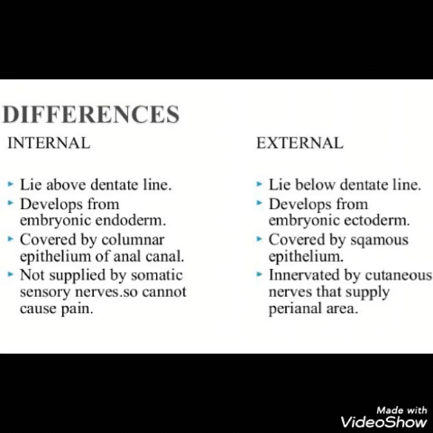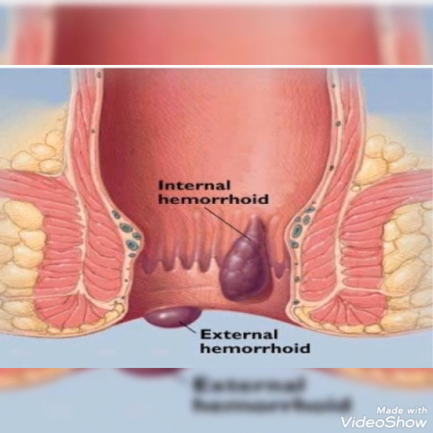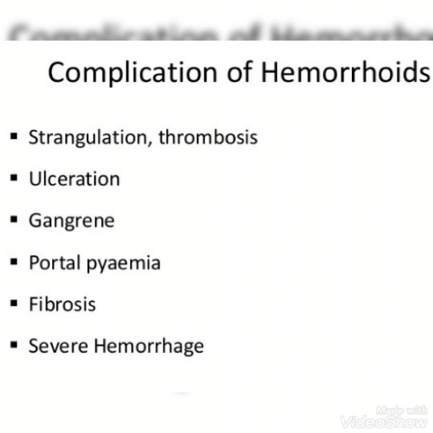Focus on the differences between internal and external hemorrhoids. Internal hemorrhoids lie above the dentate line. They develop from embryonic endoderm and are covered by columnar epithelium of the anal canal, and they are not supplied by somatic sensory nerves, so cannot cause pain. Whereas external hemorrhoids lie below the dentate line, develop from embryonic ectoderm, are covered by squamous epithelium, and are supplied by cutaneous nerves.